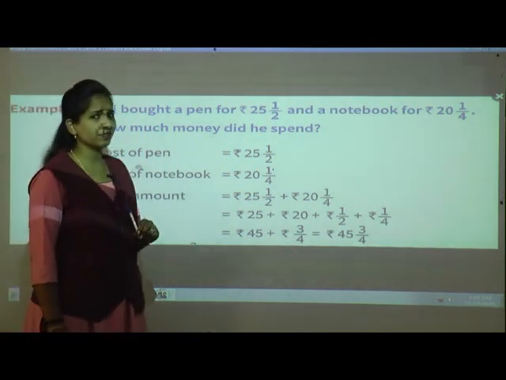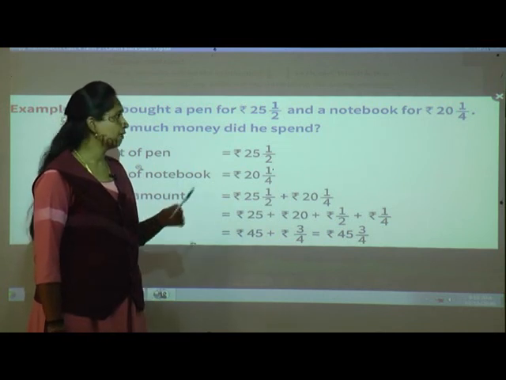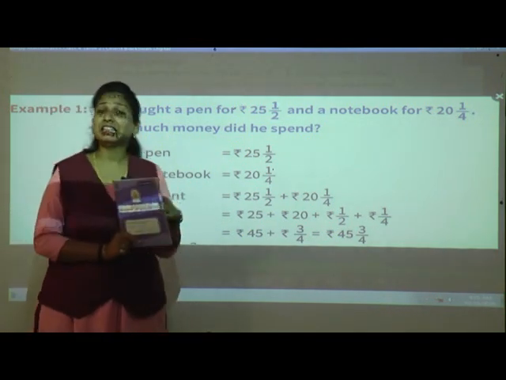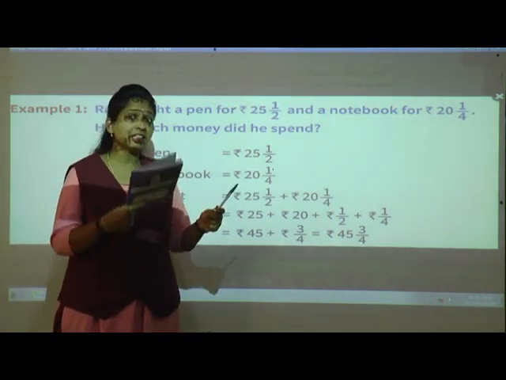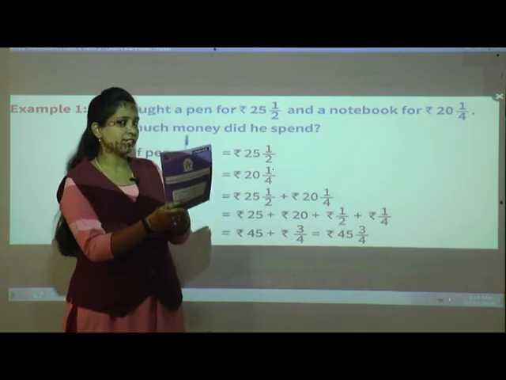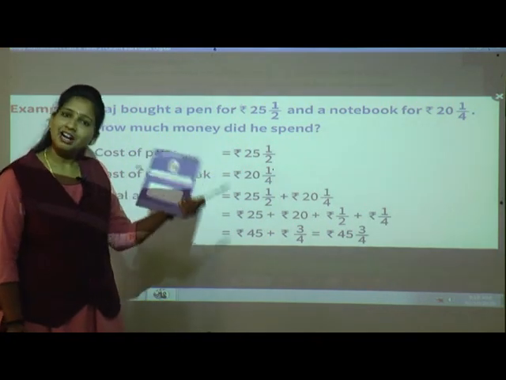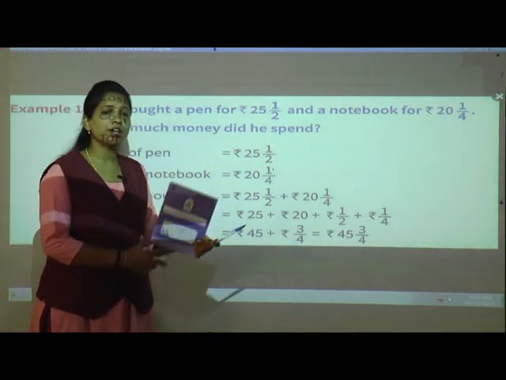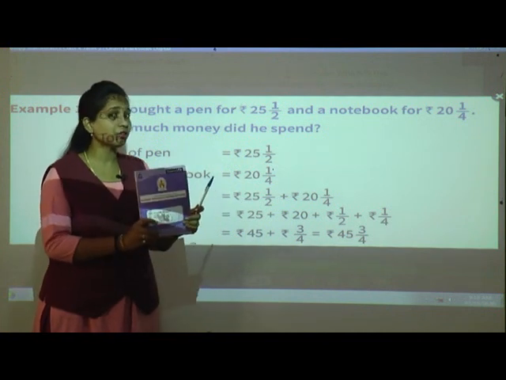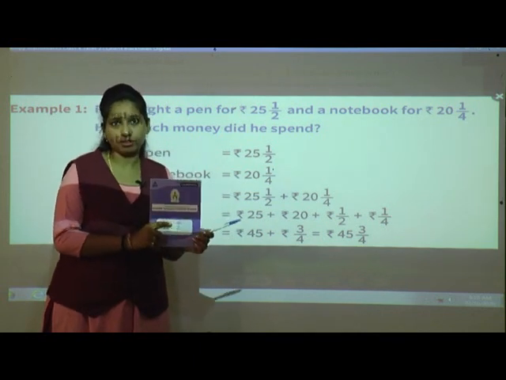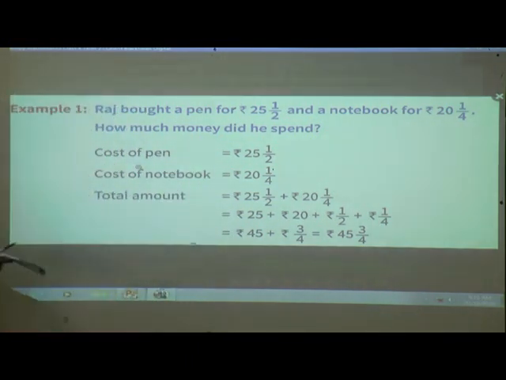Now tell me, students, what do we have to do? Yes, he went to the shop and bought these two things. What are they asking? How much money did he spend? So in total, how much money has he spent on the pen as well as the notebook? So what will you do? Of course, we have to add. If you are buying two things from one shop, you will add both amounts. Then you will do the calculation and give that amount to the shopkeeper, isn't it?